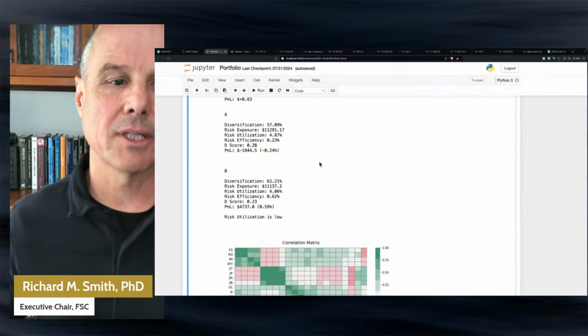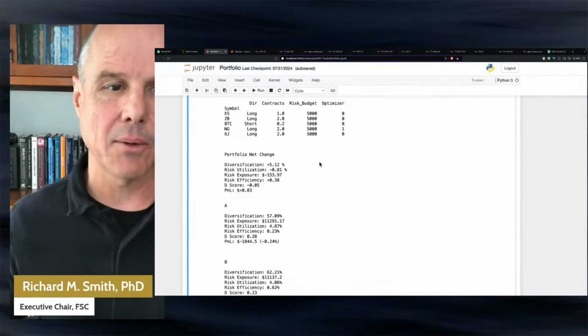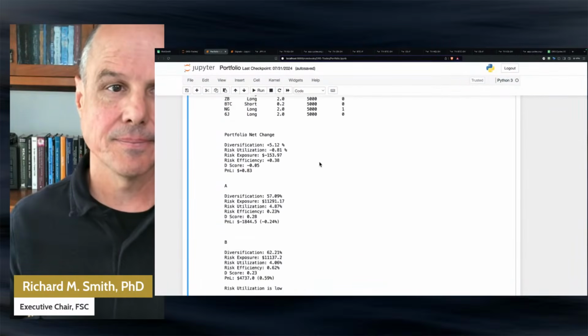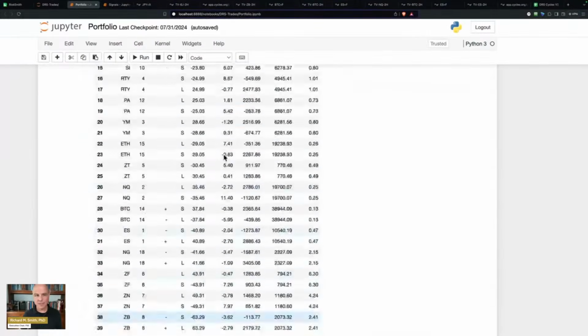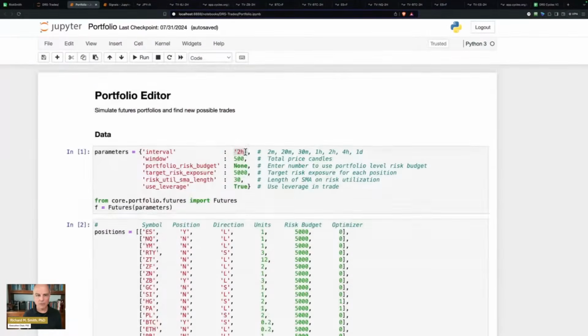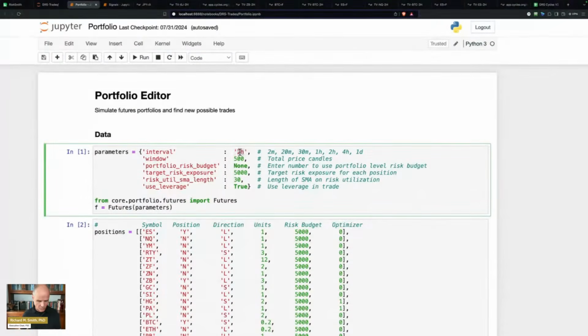The last thing I want to show you here, this is based on 2-hour data, right? So watch what happens when I go and change this to 1D. Okay, 1 day. That means what would happen if I was going to hold this portfolio for 10 days? This portfolio is not designed for that, but I want you to see how different time frames have totally different levels of exposure and volatility.